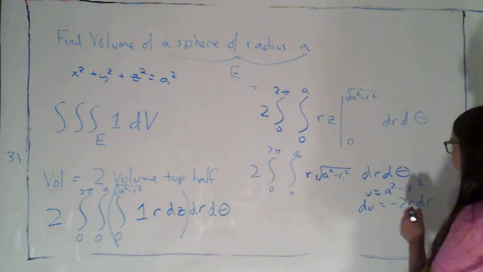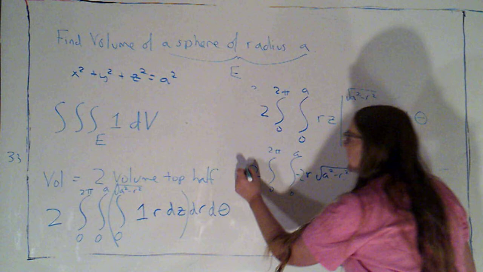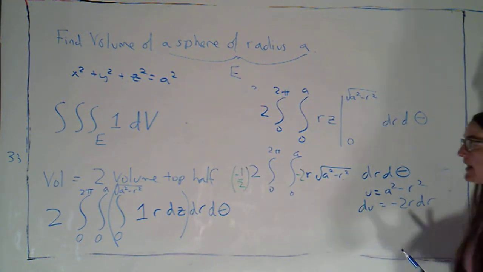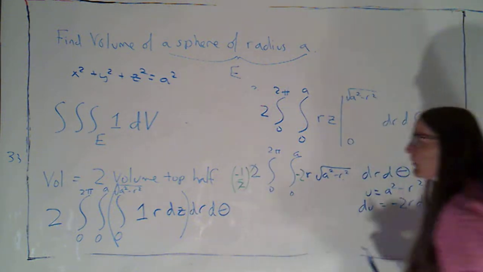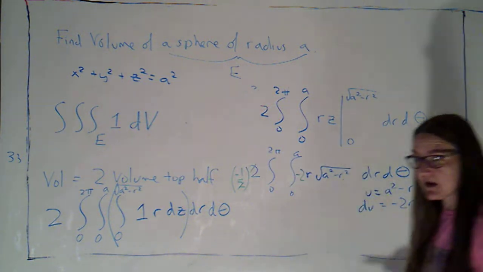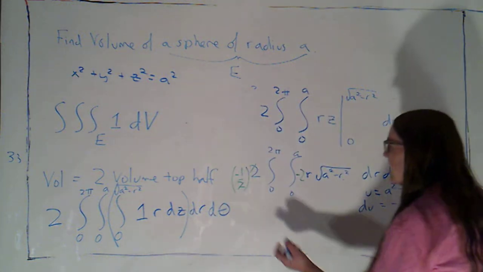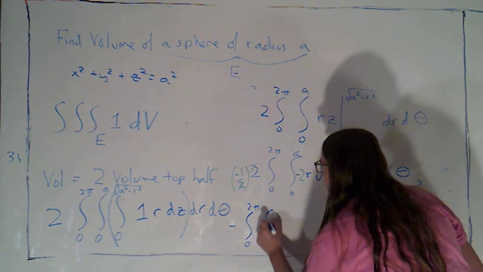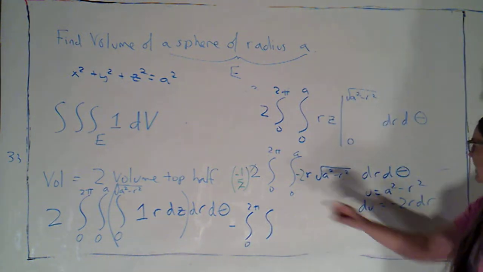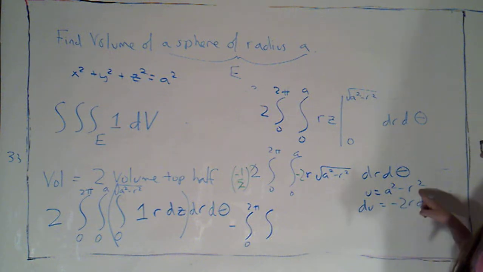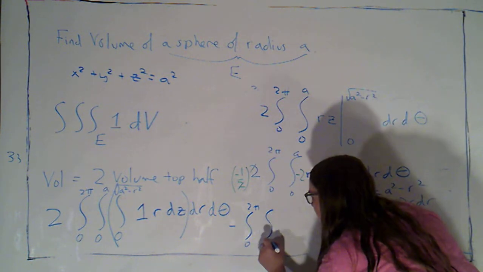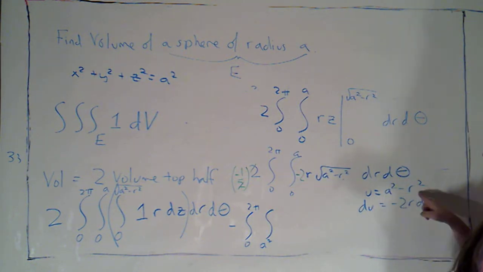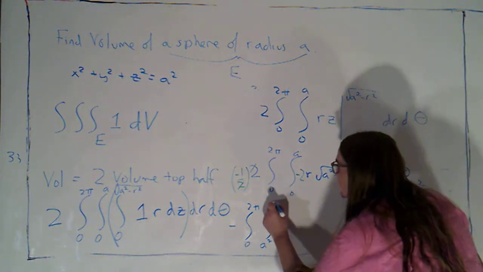Now I'm also going to need a factor of negative 2, which I'll counterbalance with a factor of negative 1/2 on the outside. And of course that's just going to cancel with the 2 that was already there, although I do now have a negative sign in the front. Okay. So now I've got negative integral from 0 to 2 pi, integral from the u value at 0 would be a squared minus 0, which is a squared, to the u value at a would be a squared minus a squared, which is 0.